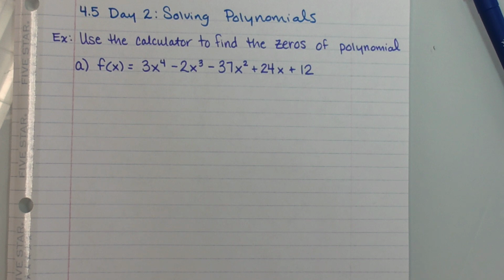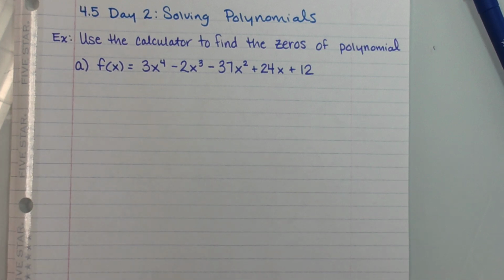Here is where we take into account the fact that zeros, aka roots, aka solutions, have another name. What's the other name? Nope. Roots, solutions, zeros, it has to do with the graph. X-intercepts.